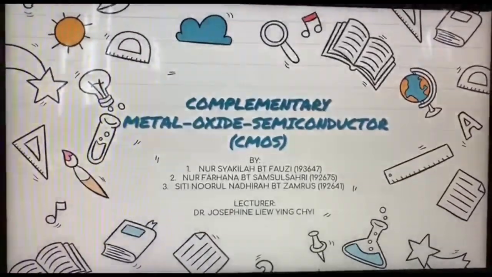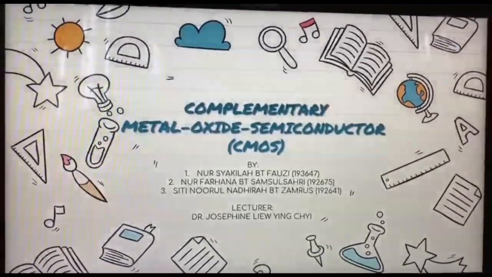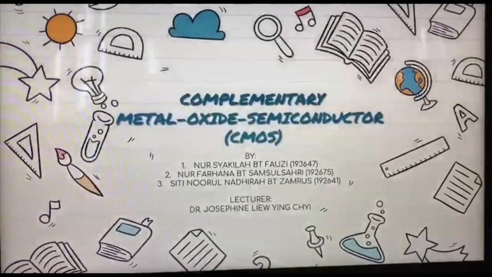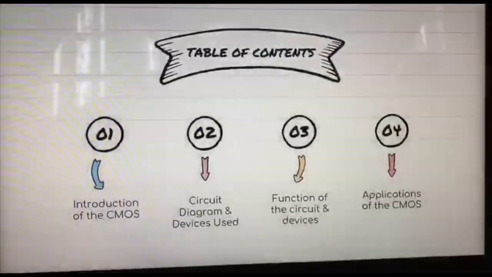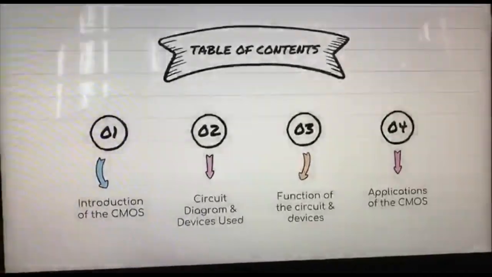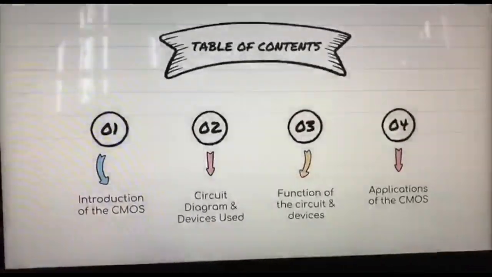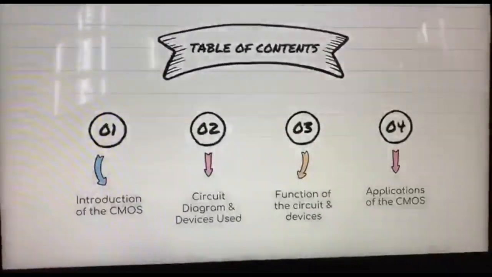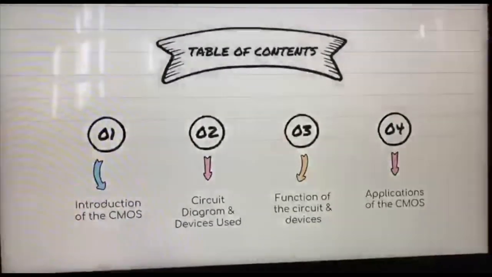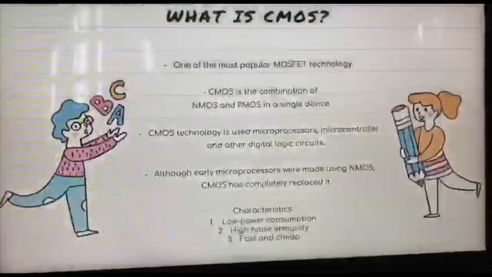This is the title of our group assignment, which is complementary metal oxide semiconductor, that we call CMOS. So this is the content of our presentation. First, we will talk about the introduction of CMOS. Next, circuit diagram and device use, followed by function of the circuit and device. Lastly, the application of CMOS.